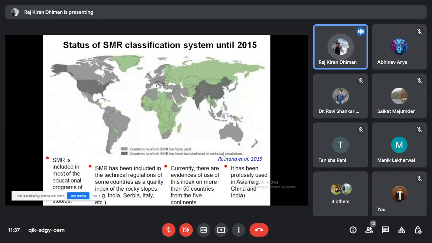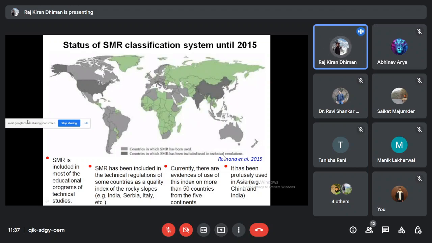Okay, so briefly I will give some idea of what is the use of SMR. You all must be thinking why I'm talking about this SMR classification system. See, SMR classification system was developed in 1985, and for the past now it is more than 30 years. But I'm showing you the review up to the year 2015. So Romana and others have mentioned in their paper in 2015 that SMR was globally used across the continents.